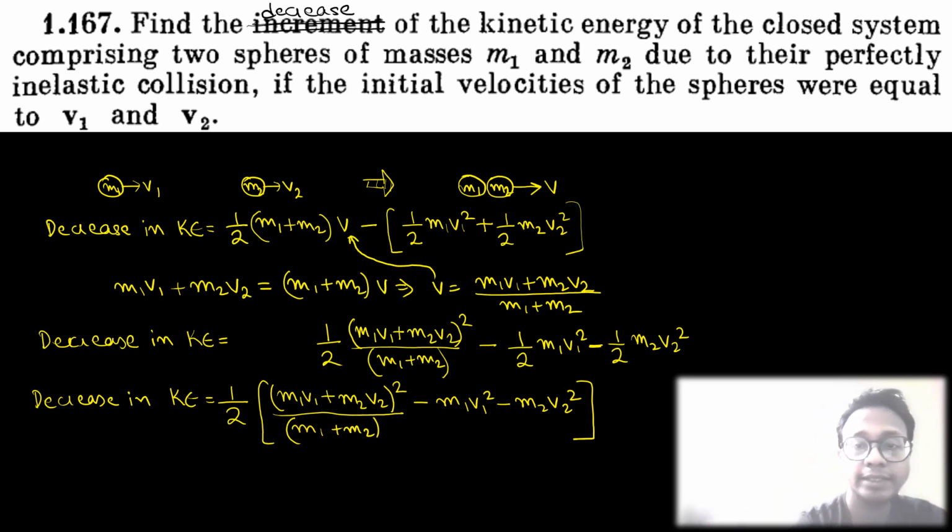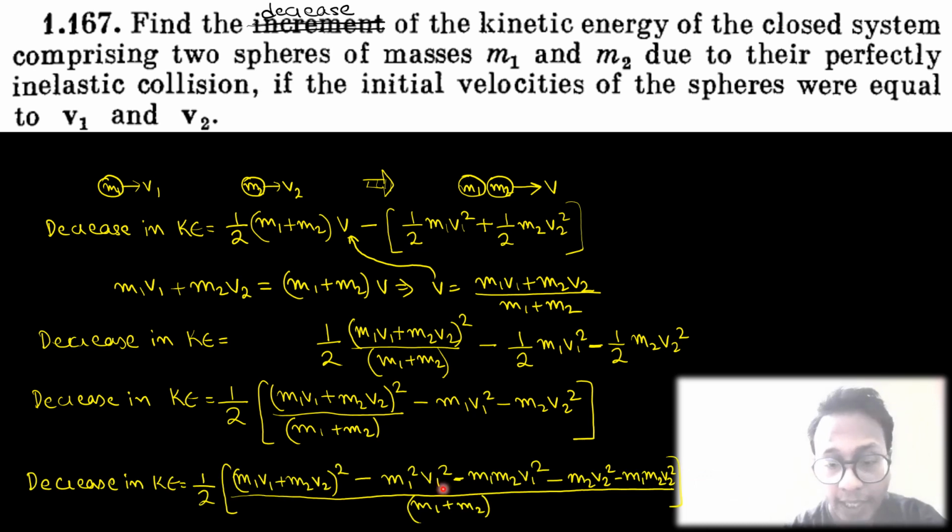So what I'll get is, now what I have done out here is I have taken m1 plus m2 as LCM and multiplied m1 plus m2 with this term. One of the terms would become m1 square v1 square, and the other term would become m2 m1 into v1 square. Similarly, one of the terms would become m1 m2 v2 square, and the other term would be m2 square v2 square. I've just taken LCM and multiplied this term with this.